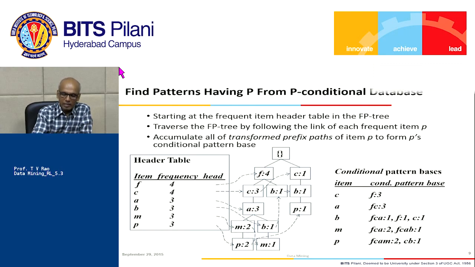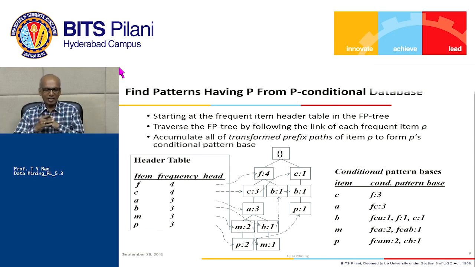We traverse the tree in a reverse way. From the leaf we try to reach the root, and then we find that A, C, F are the items which occurred with M twice, and another time M occurred with B, A, C, F. That way we can create a conditional pattern base for each one of these items just by doing the traversal of the tree.